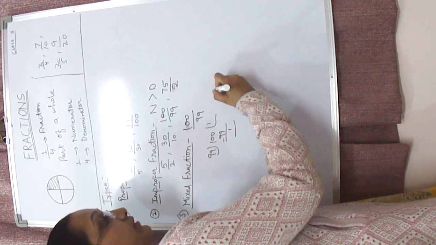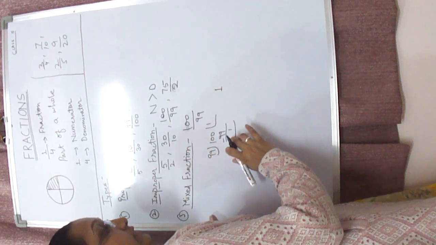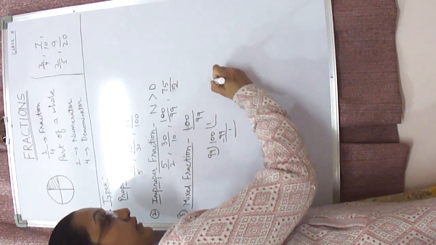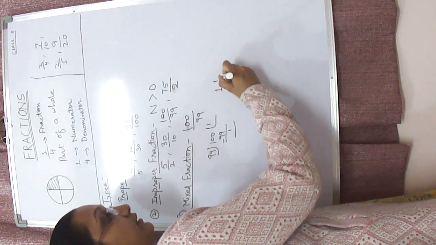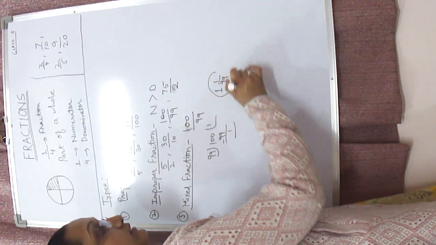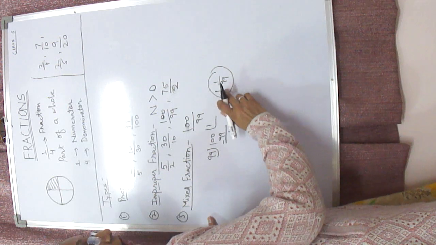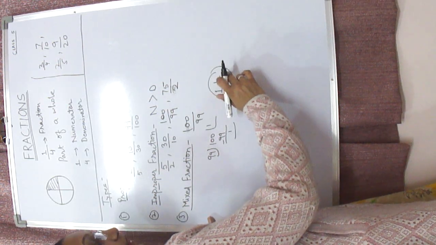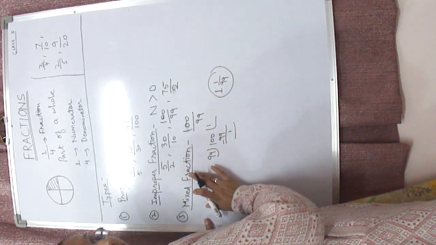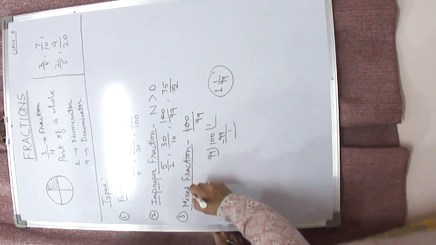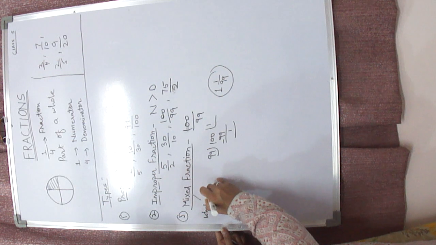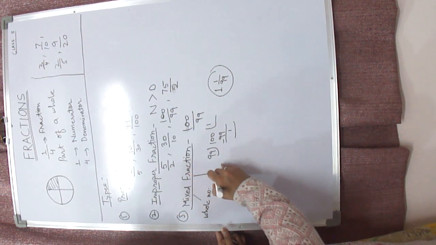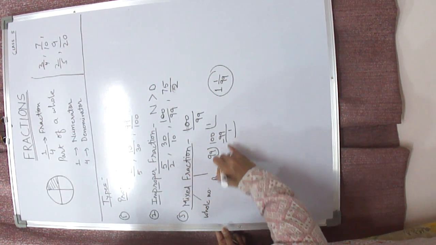My quotient will become the whole number and this remainder will become my numerator and this divisor becomes my denominator. So this is a combination of a whole number and a proper fraction. So hence it becomes a mixed fraction. So now you get what is mixed fraction. Mixed fraction is a combination of a whole number and a proper fraction.